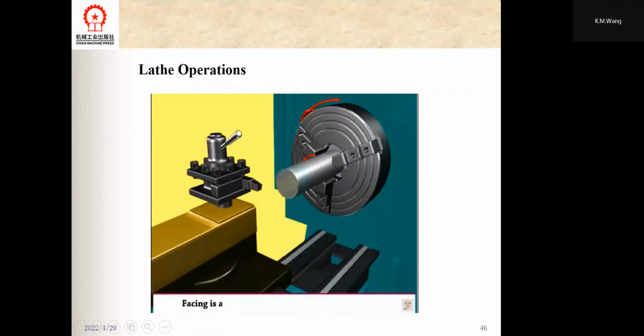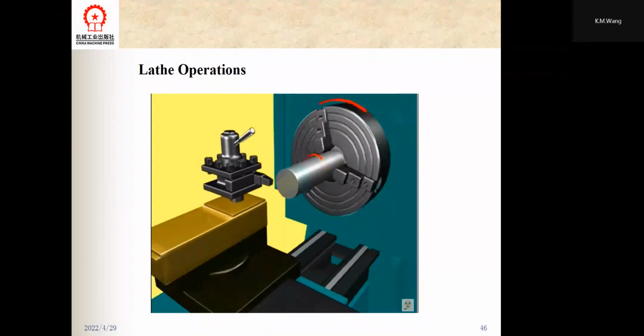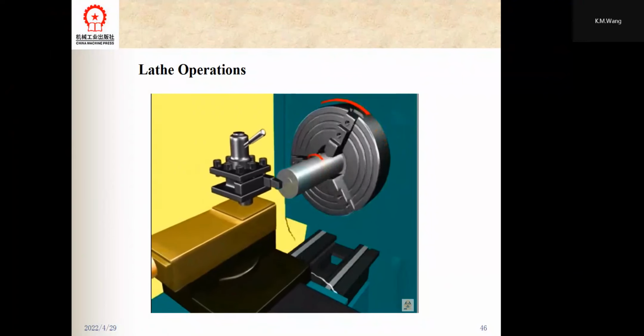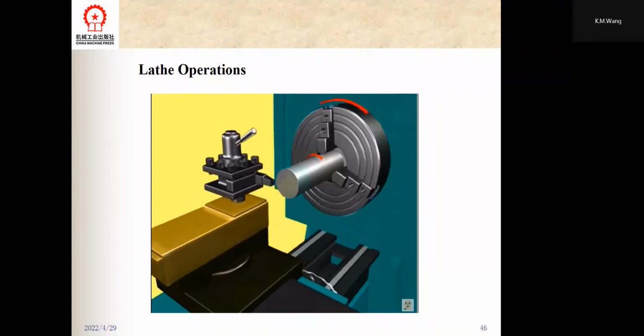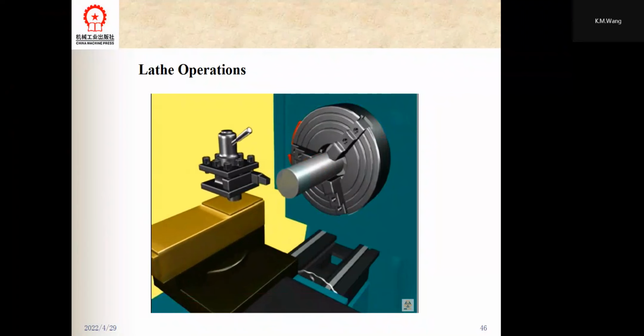Discuss the basic operation in the lathe. Facing is an operation which produces flat surfaces. Facing tool, workpiece, chuck. In this operation, the tool is fed at right angles to the axis of the workpiece. It reduces the length of the workpiece. Various types of lathe operations we'll discuss in the next videos.